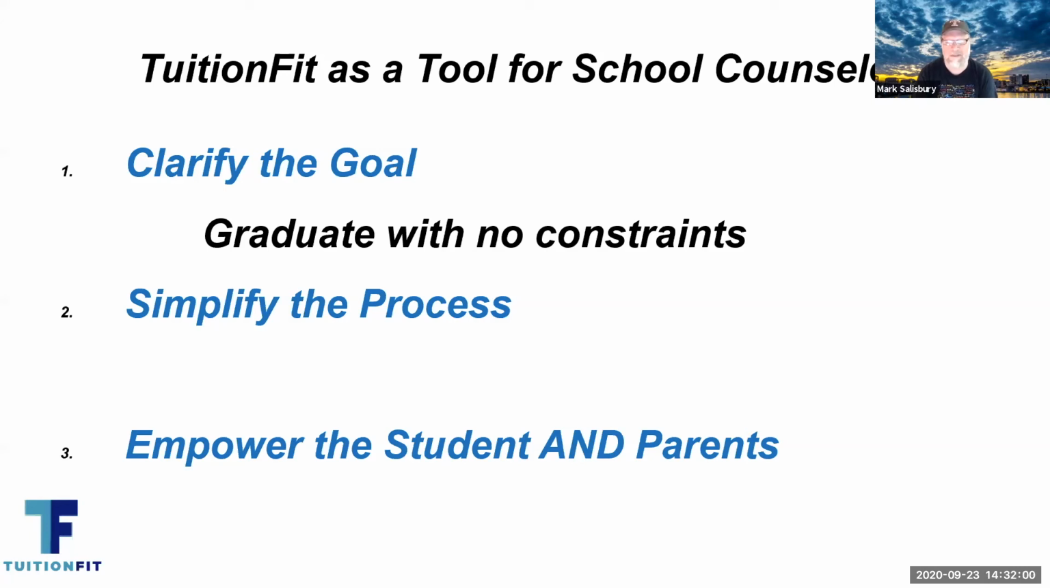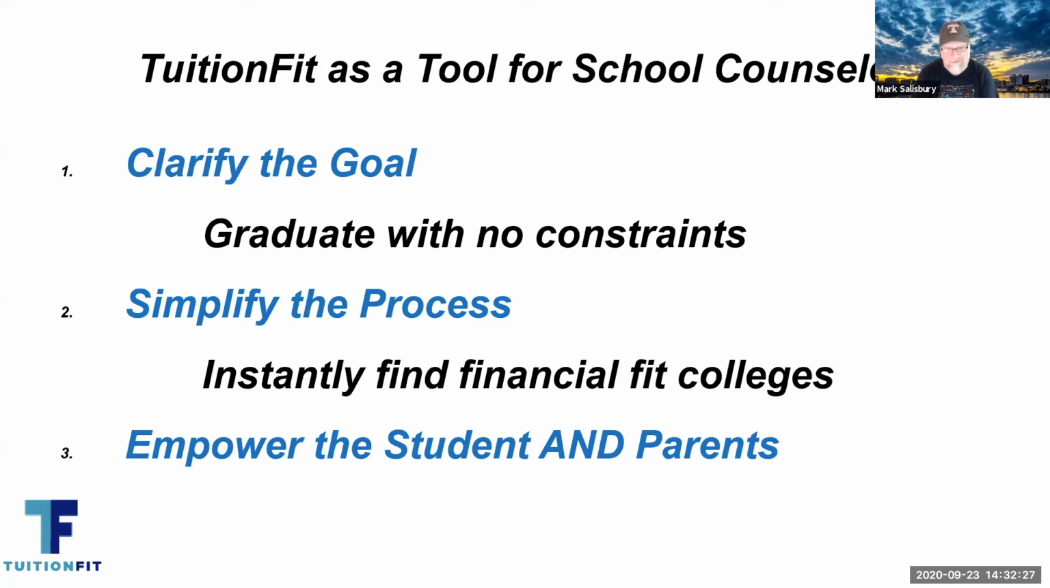It's graduate with no constraints. It's graduate from college with no constraints. And the most important criteria to make sure that happens is to ensure that the college the student goes to is a financial fit so that they can graduate. Because if it's not a financial fit, the likelihood is that they won't even finish. The second thing now that TuitionFit does is to simplify the process by instantly finding the financial fit colleges for each individual student. And that has not been possible before.